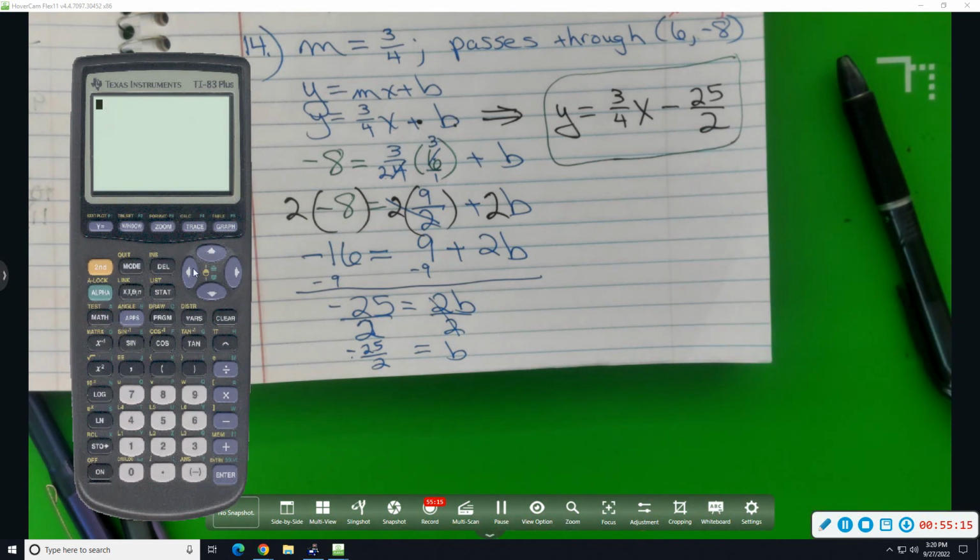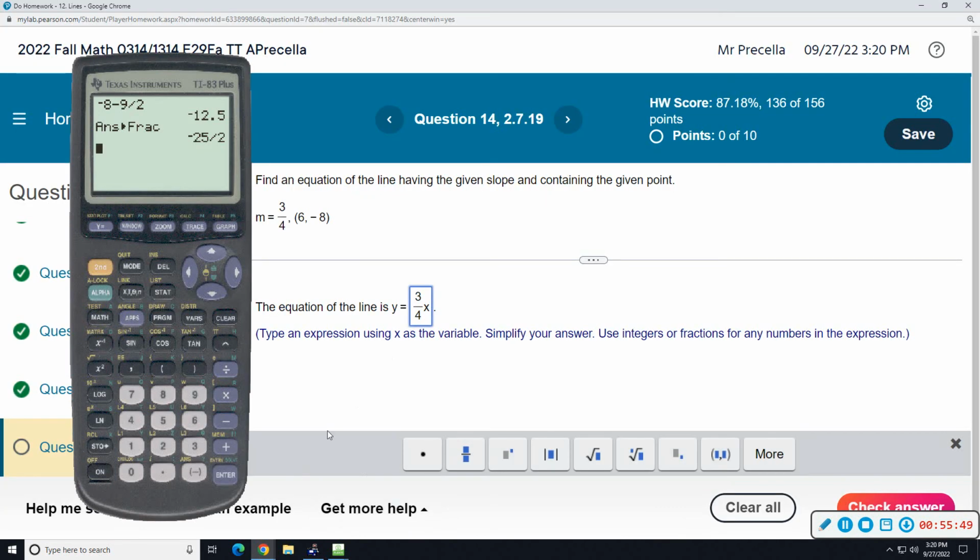Or you could use a calculator like this: negative 8 minus 9 over 2. If you want a fraction rather than a decimal on this calculator, you press math, and the first thing is convert to fraction, so I'll just press enter: negative 25 over 2. It's however you want to figure out that number. So I need to come back over here. Remember, I've already written the 3/4 x, so now I type minus 25 over 2.